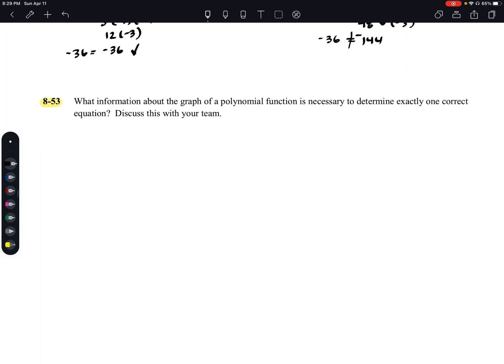So 8-53, some of the critical information we'll need. We need to know the root values, right? We need to know the roots. And probably the root behaviors.